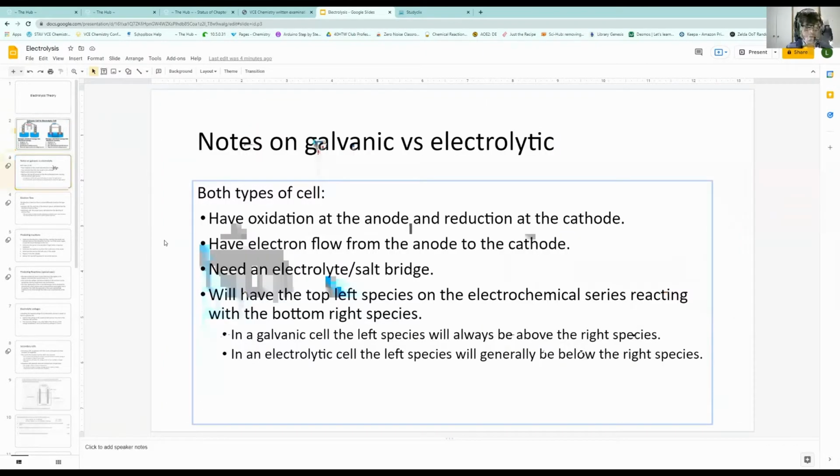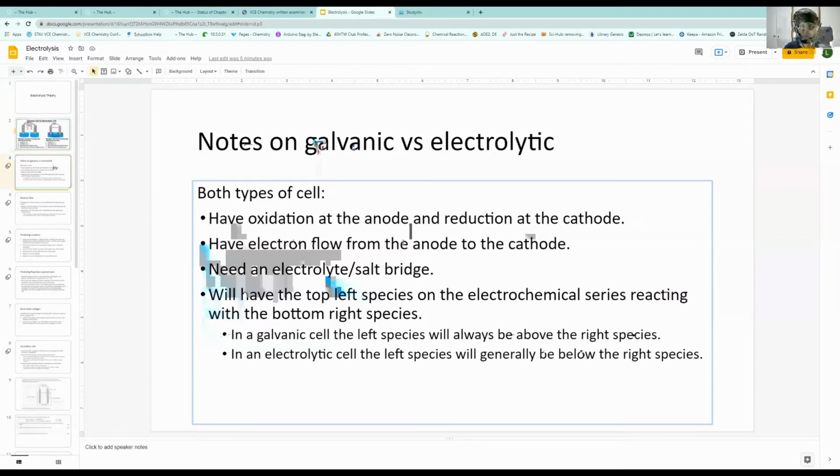A couple more points here. Both types of cell are going to have anode and cathode with the same definition. Anode always has oxidation at it. Cathode always has reduction at it. As I said before, the thing that changes is the charges get swapped. Anode is still oxidation, even though it is now a positive electrode in an electrolytic cell. Cathode is still reduction, even though it is now the negative electrode in an electrolytic cell.